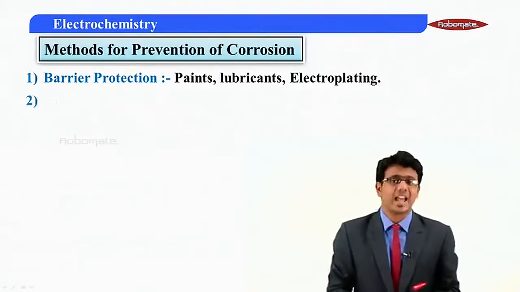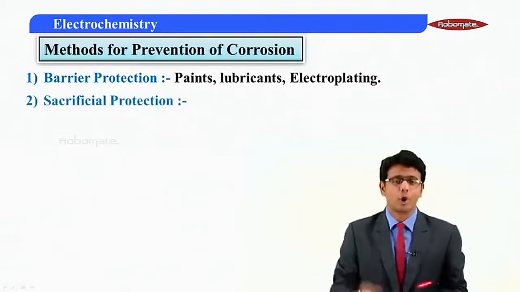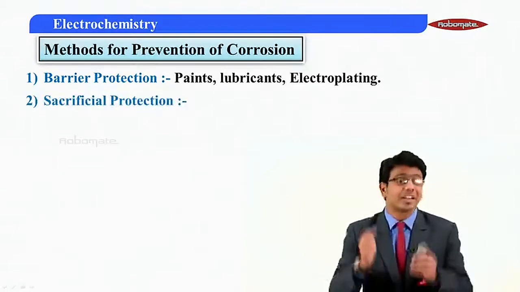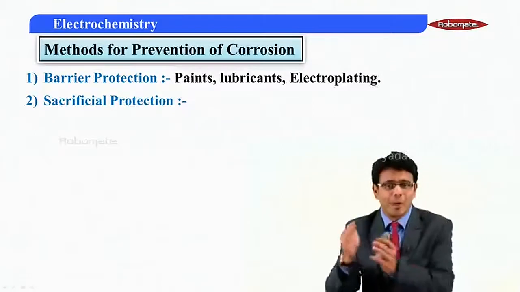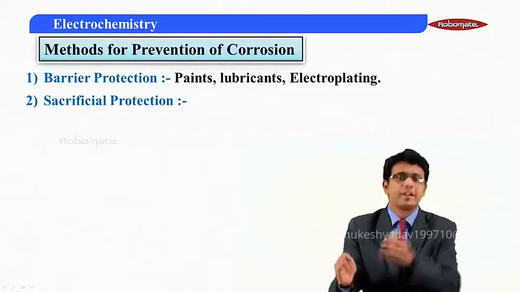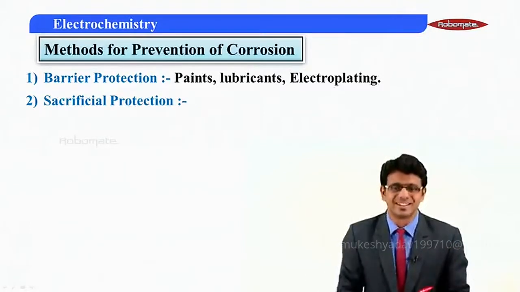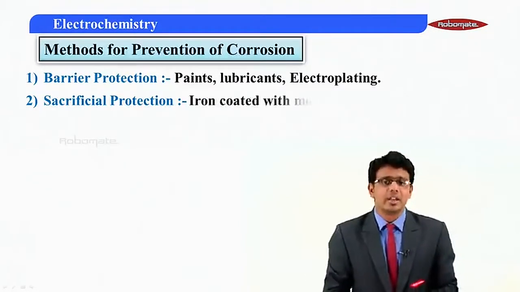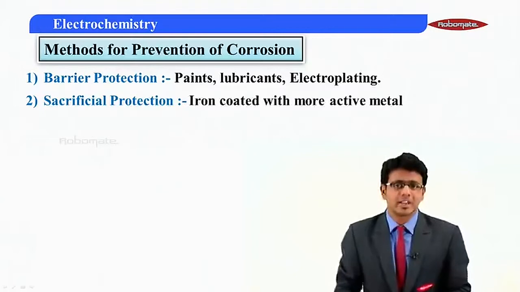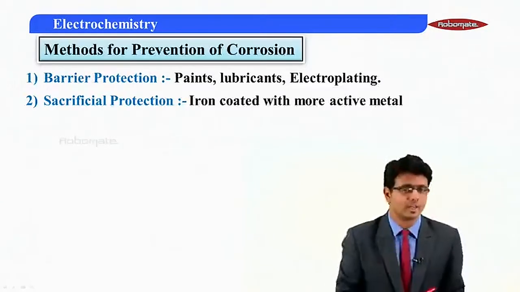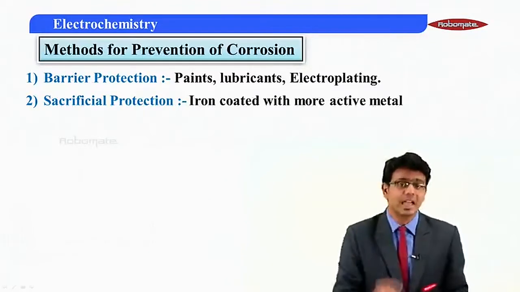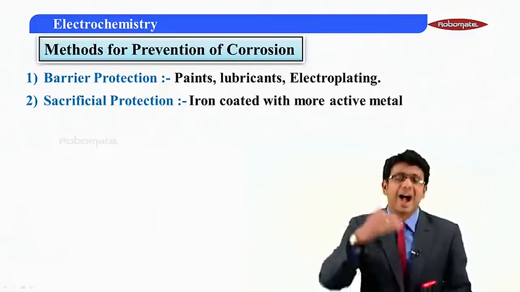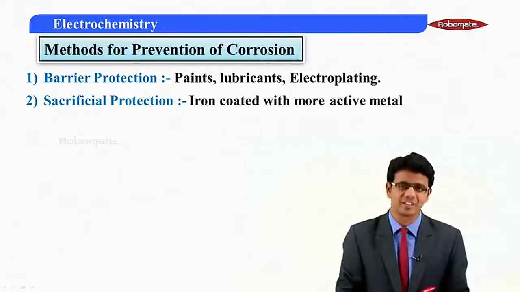Next is sacrificial protection. Now what do we actually mean by sacrificial protection? It literally means to sacrifice. So we sacrifice one metal to prevent corrosion of another metal. So here, one example is iron coated with a more active metal. When I say more active metal, it means that the active metal has relatively higher oxidation potential.